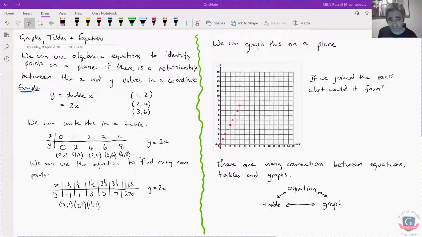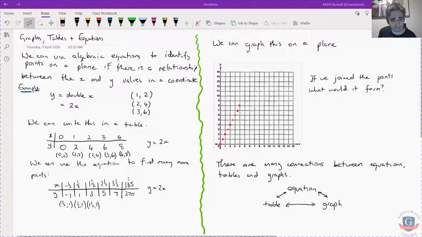Now, we don't just have to deal with whole numbers, we could deal with other numbers too. So here I've gone up in halves, starting at negative a half. So if I doubled negative a half, I would get negative 1. If I doubled a half, I'd get 1. If I doubled 1 and a half, I'd get 3, so on and so forth. And that gives me another set of values that I could use.